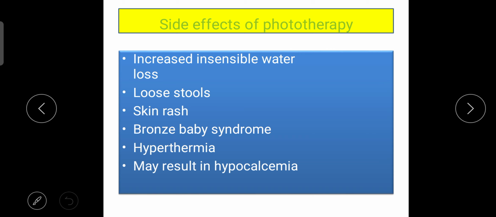Side effects of phototherapy. Even though it is good and needed for the treatment of jaundice, it has some side effects like increased insensible water loss, loose stools, skin rashes, bronze baby syndrome, hyperthermia, and it may result in hypocalcemia.